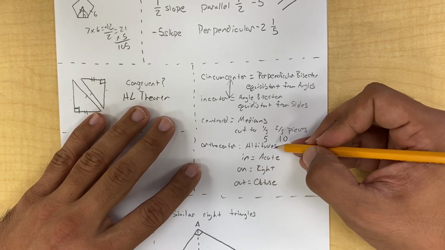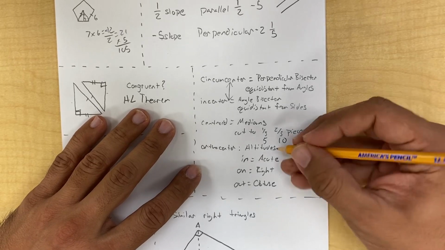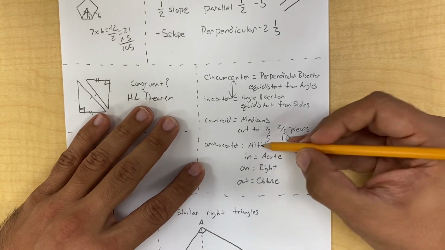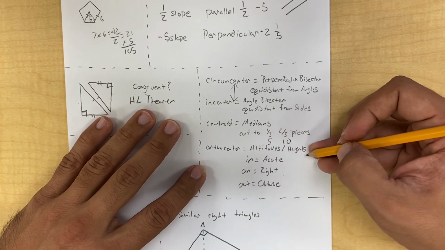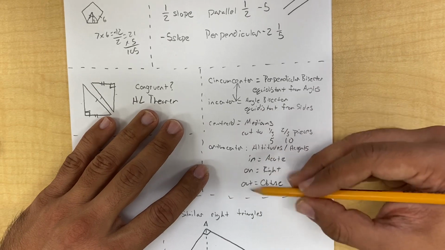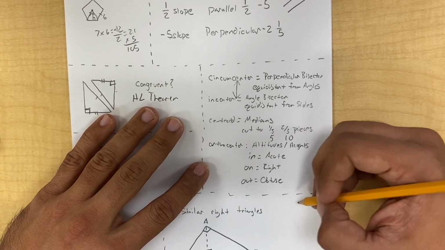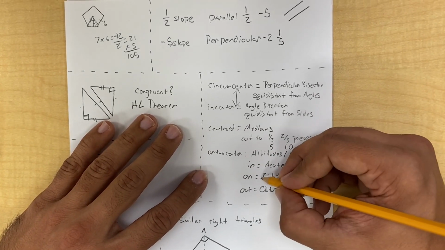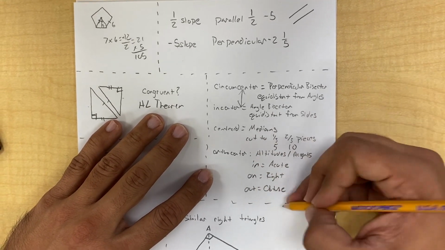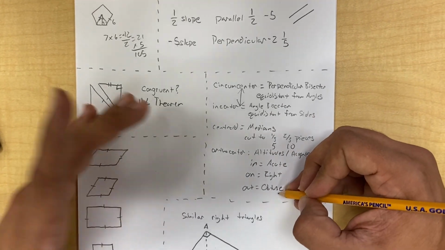Now, using the altitudes, where the altitudes intersect, also called heights. Sorry about the spelling. Altitudes, also called heights. If the point ends up inside, the triangle is acute. If the orthocenter ends up on the actual corner of the shape, it is a right triangle. If the orthocenter ends up outside, it is obtuse.